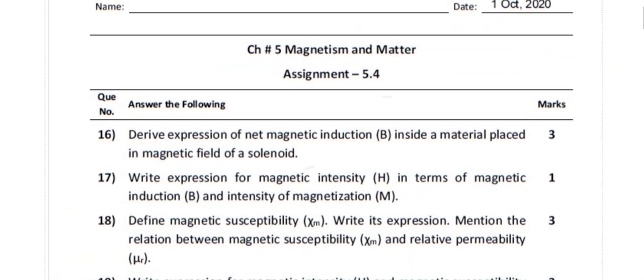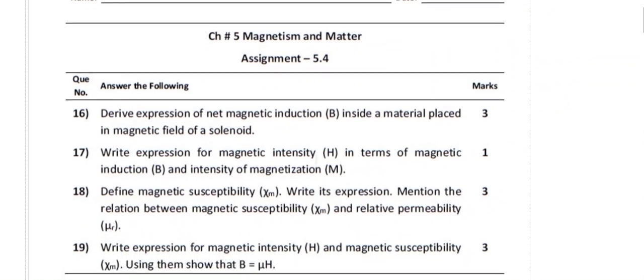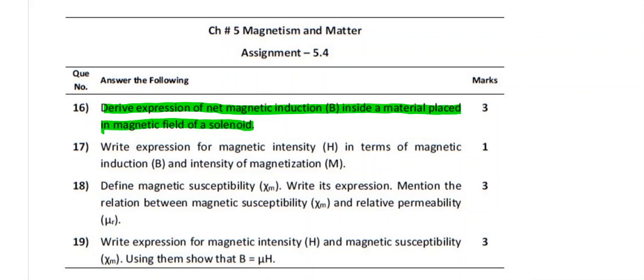Hello students, today we have assignment 5.4. In assignment 5.4, we have mainly four questions. First one, derive an expression for net magnetic induction inside a material placed in magnetic field of solenoid.